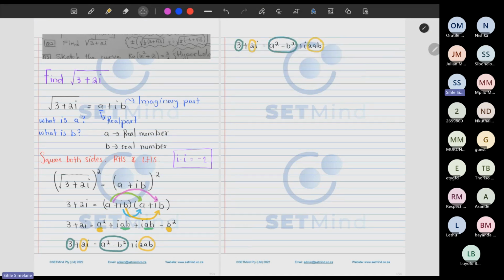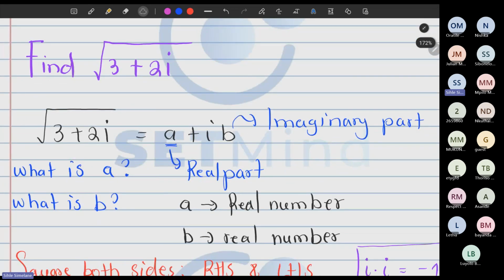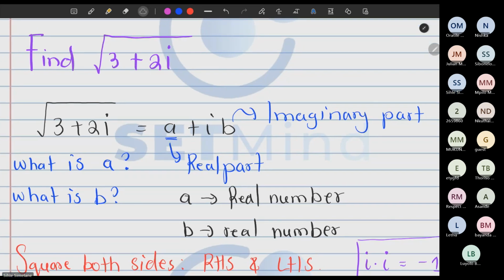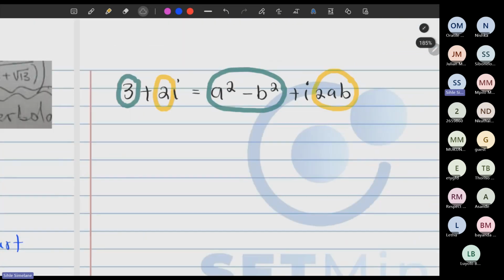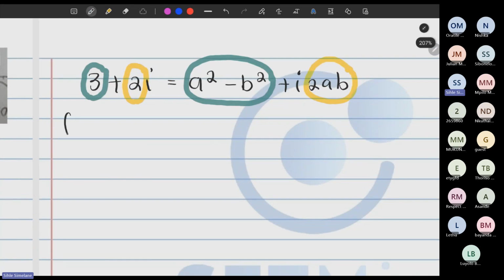How did we get to a and b? Well, we said when we take the square root of 3 plus 2i, we know it will take the form of a plus ib, because we're taking the square root of a complex number, and we should get a complex number at the end. So let's go to the next page and start doing the work.